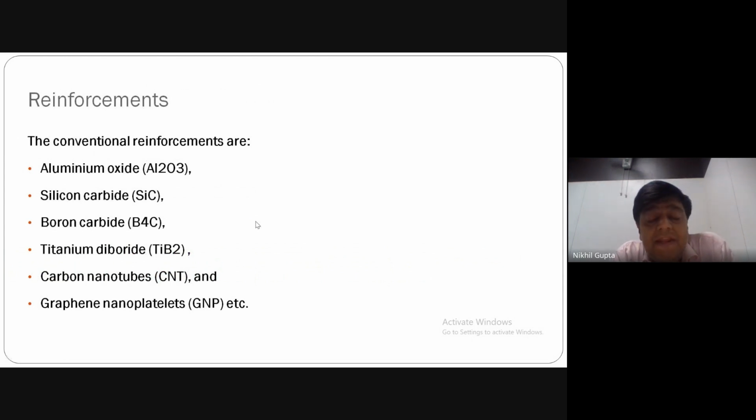Reinforcement material. If we add any reinforcement material to magnesium alloy, it enhances the characteristics of the material. Here is a list of some reinforcement materials, sir: aluminium oxide, silicon carbide, boron carbide, titanium diboride, carbon nanotubes, and graphene. But these reinforcement materials are very conventional and generally used.